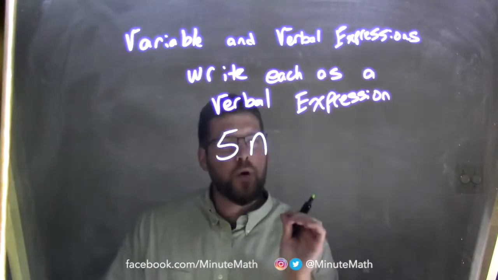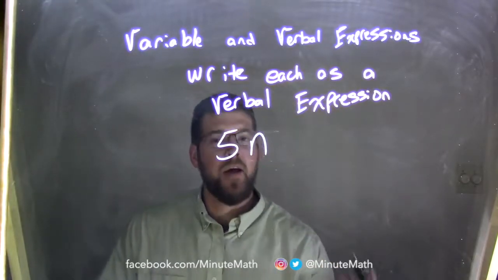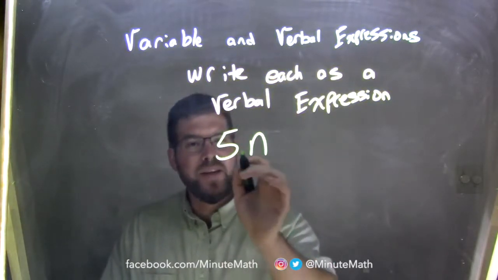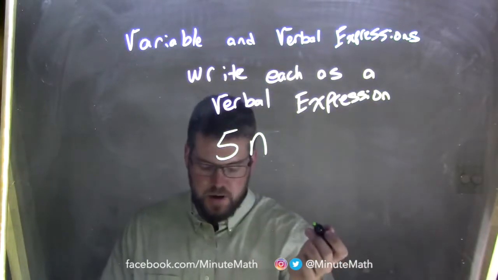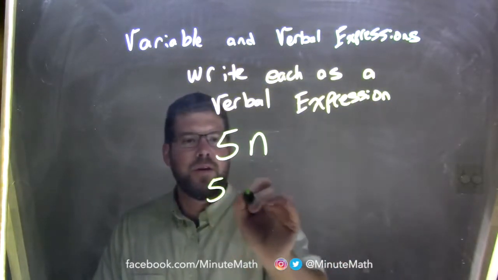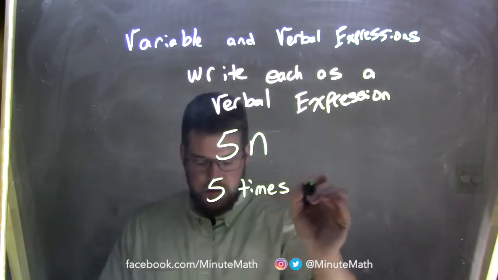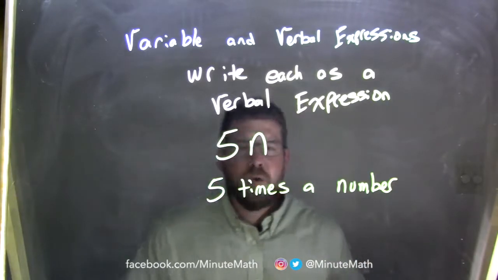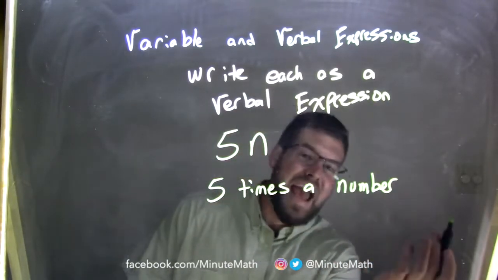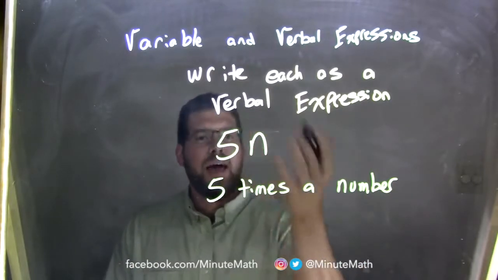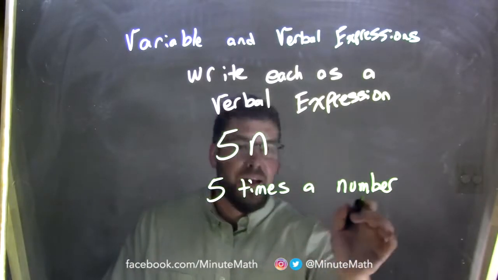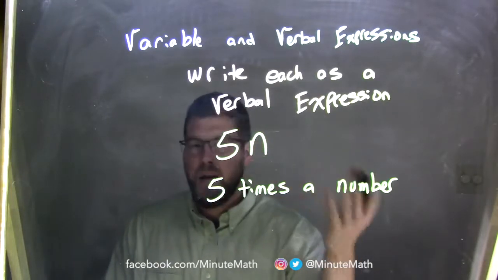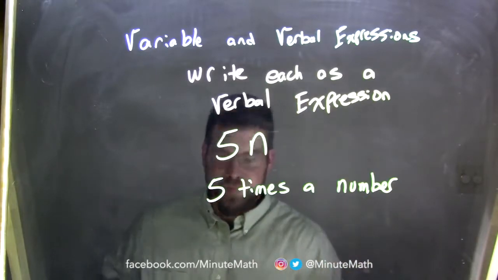5n. And I want to write that variable expression as a verbal expression. I have the number 5. Now look what's in between here. Really, that 5n is 5 times n. So 5 times a number. I would write 5 times a number n, whatever it is. But in this case, n is any number, so it's 5 times a number.